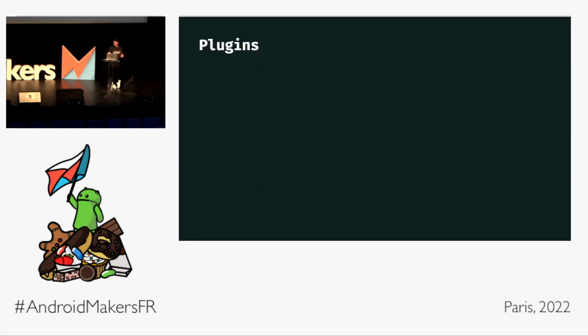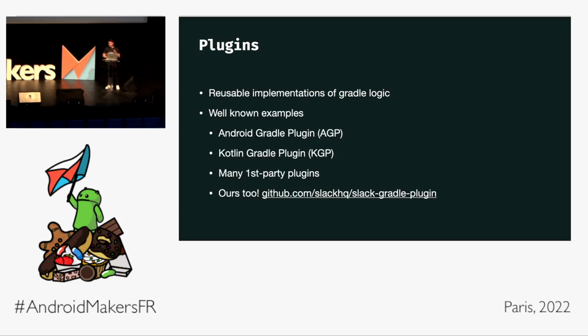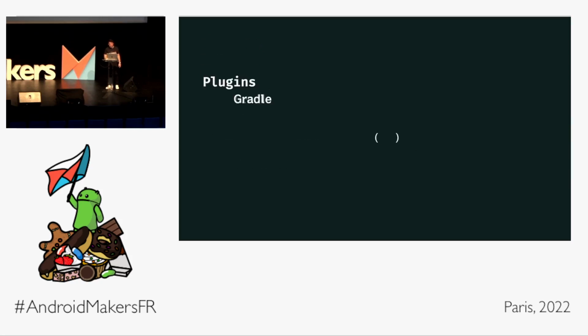Plugins are basically reusable bits of Gradle configuration logic. They can be applied to projects. And there are some well-known examples out there that you're probably familiar with, like the Android Gradle plugin, or AGP for the rest of this talk, and the Kotlin Gradle plugin, KGP. There's a bunch of first-party ones from Gradle, like Java, Java Library, Application. Some of these you've probably seen before. And we also open source ours, called Slack Gradle plugin, or SGP, very original naming here. And I'm going to link a few examples from this throughout the rest of the talk, too. And then this ends up living in your plugins DSL at the top of your build files.